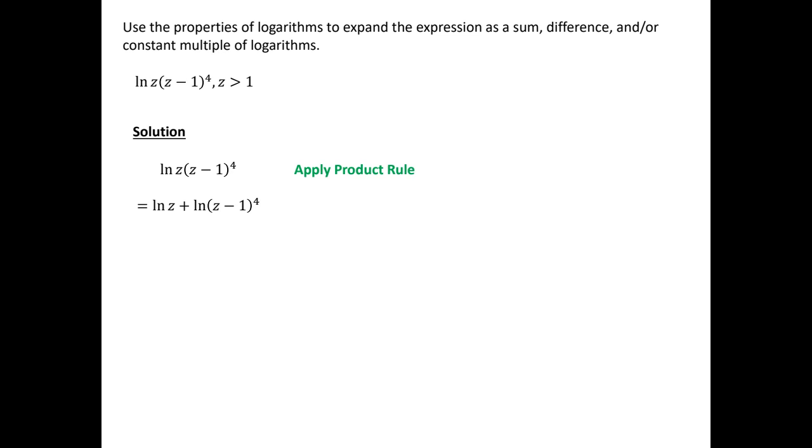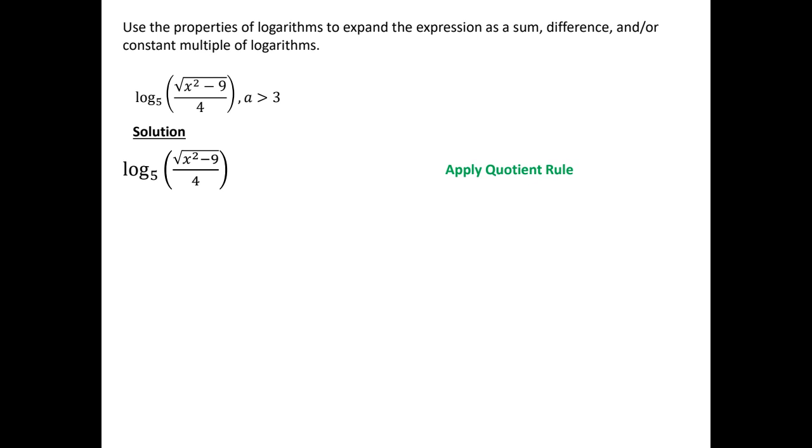Next, I want to see, can I simplify any further? Well, I can apply the power rule to this exponent of 4. So that's going to allow me to take the 4 to the front. And so now I have natural log of z plus 4 times natural log of z minus 1. And so if you notice, we came from one natural log to multiple natural logs. You might be asking yourself, well, why do we need to do that? So in a little bit, when we're trying to solve equations, it'll be helpful so that we can use that to be able to solve for x or whatever variable we have.